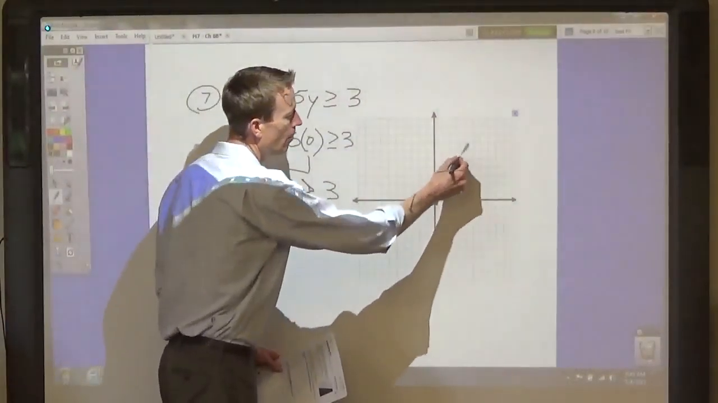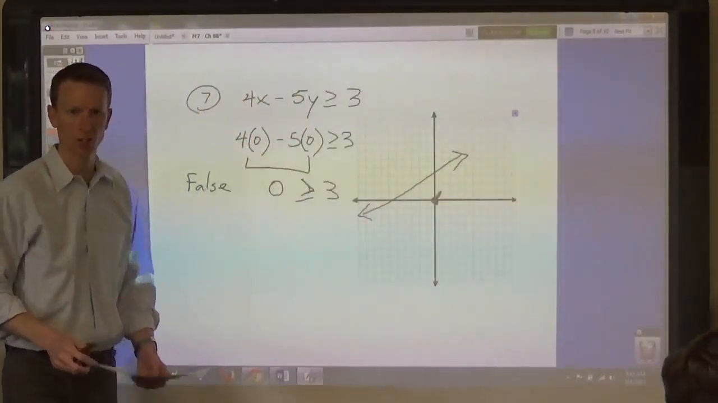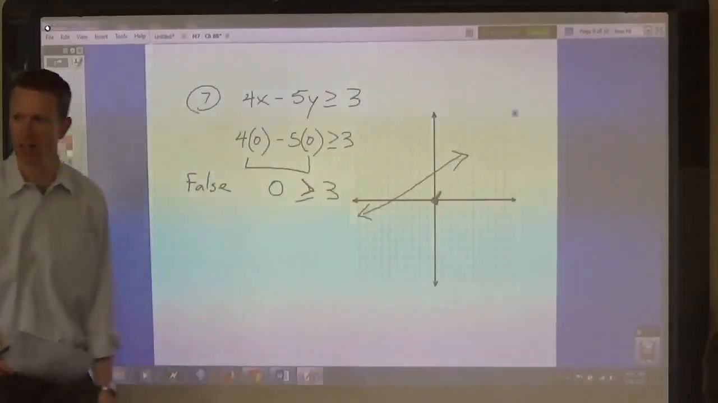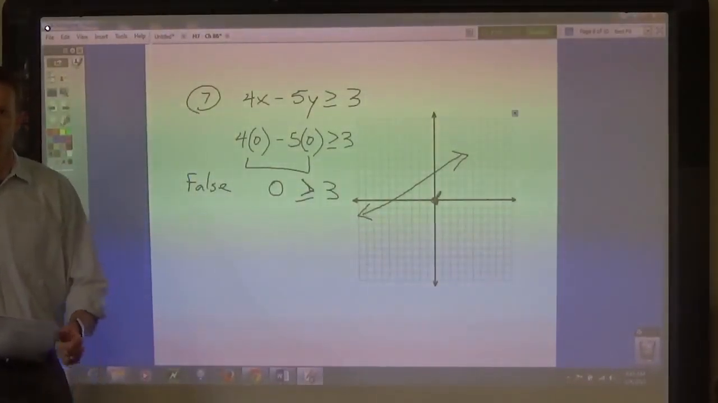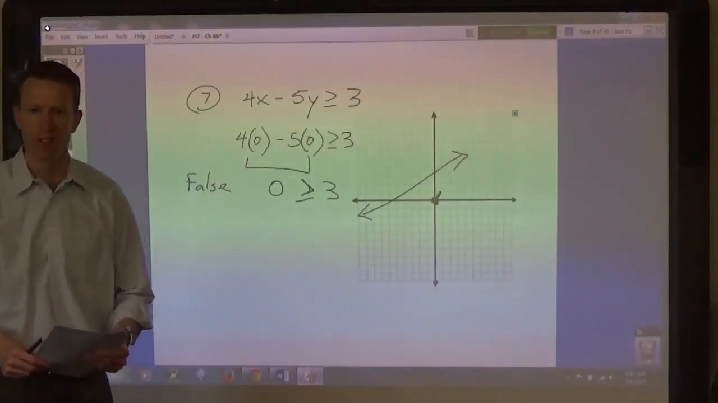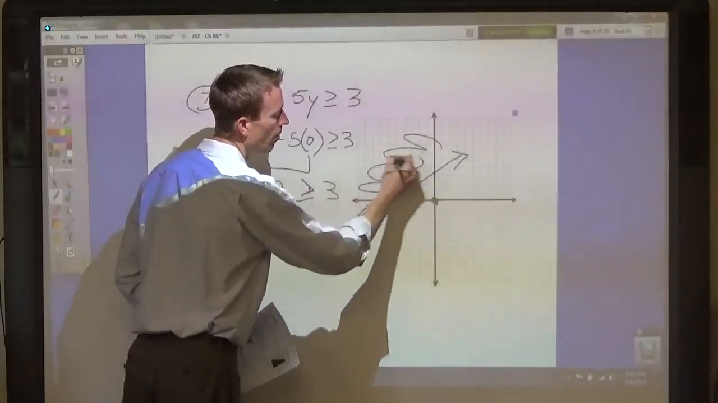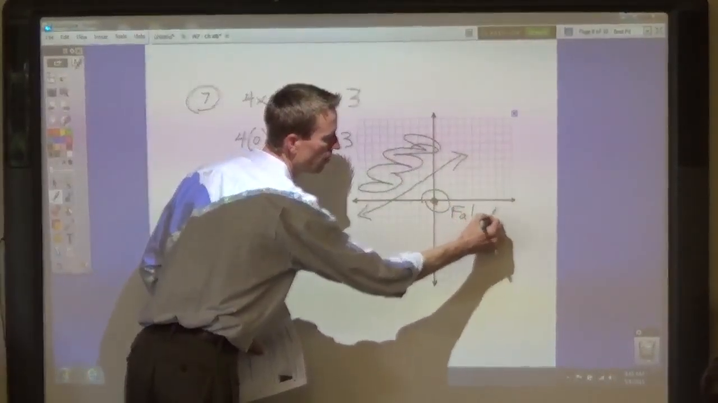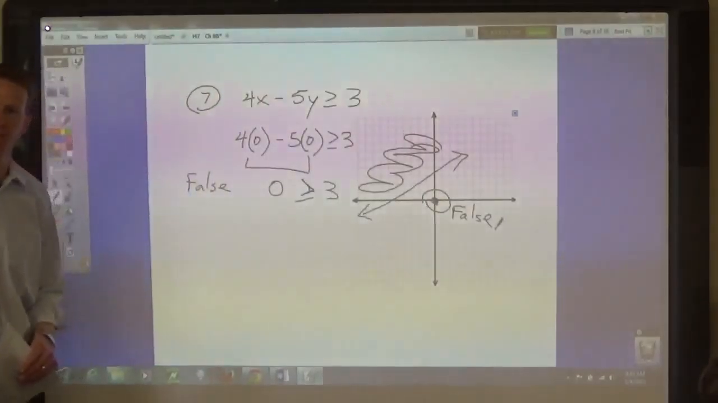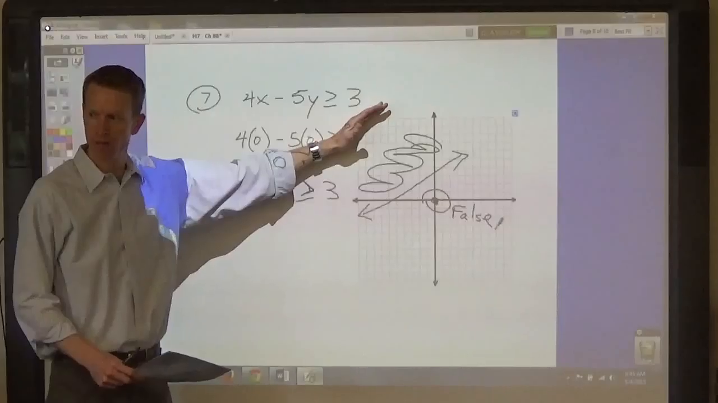Let's say that our line was up here. Would we shade toward that line, or toward 0, 0, or away from it? Kira. We'd shade away from 0. We would shade away from this point because this point makes it false. Okay? If this point makes it false, we shade away from it. Okay?